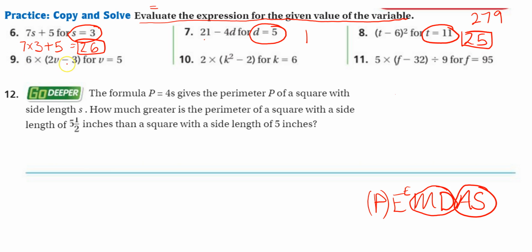Okay, number 9, excuse me. Now, I'm erasing my work. You just write on your scratch paper. You have all the scratch paper you need.